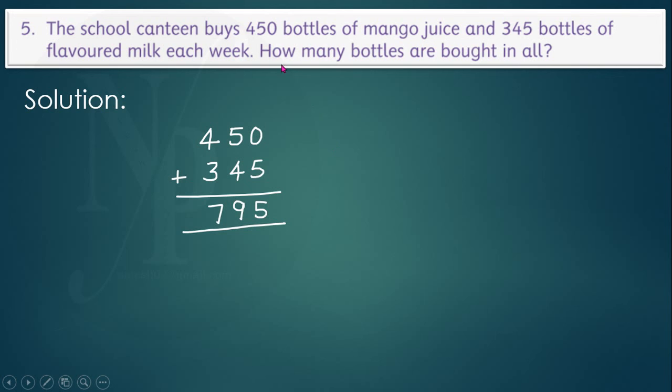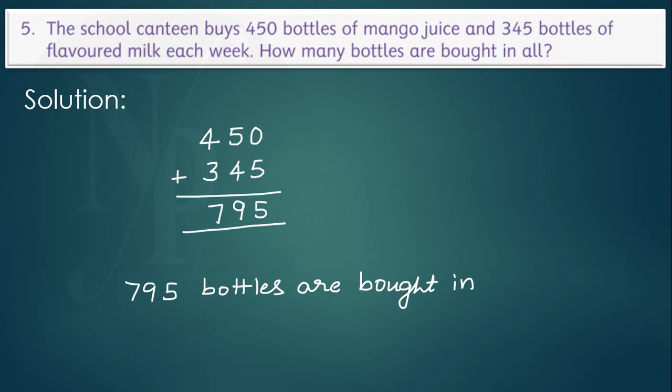So here in the place of how many you can write this number. So it will be 795 bottles are bought in all.